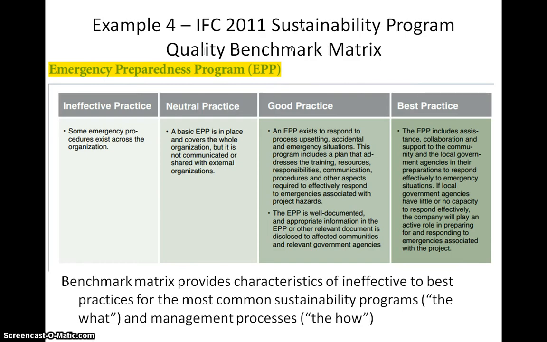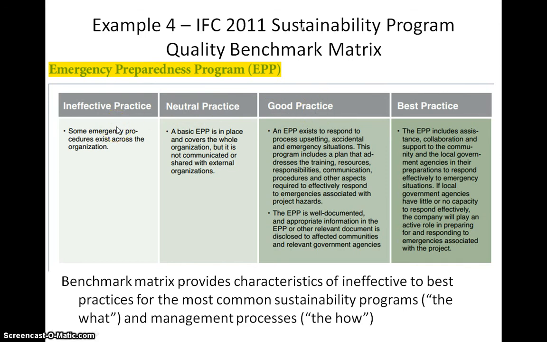The last one I have is from the International Financial Corporation, where for their products in a high impact industry like mining, they have one matrix where you can refer to, called the Sustainability Program Quality Benchmark Matrix, where for each of the objectives, for example, the Emergency Preparedness Program, they have four levels of performance. From ineffective, neutral, good, and best.